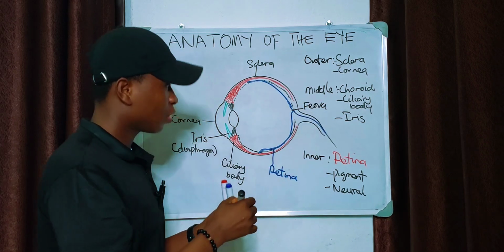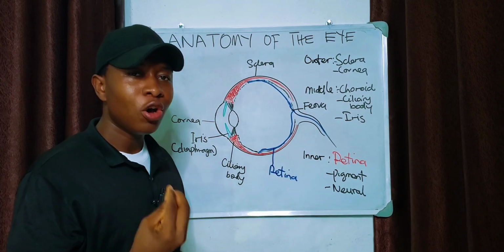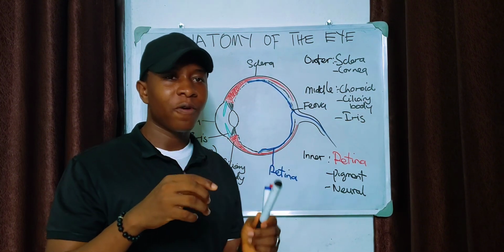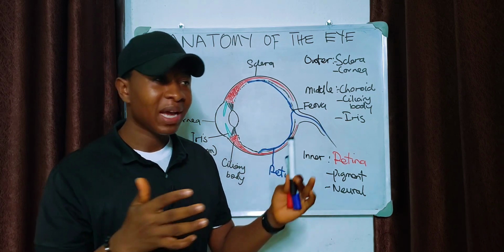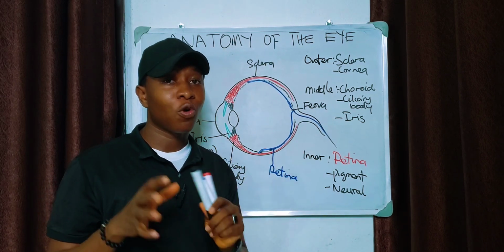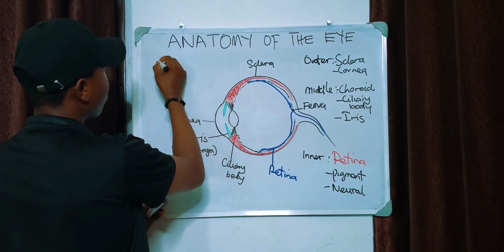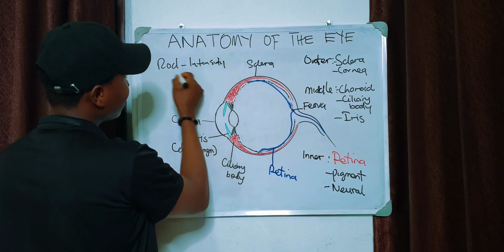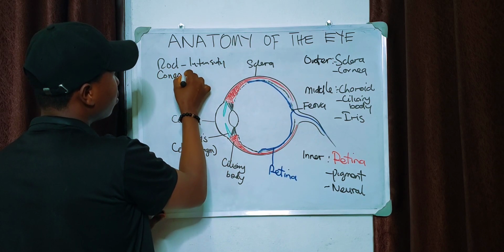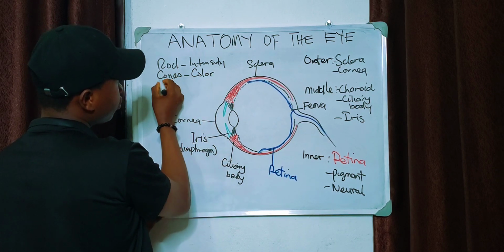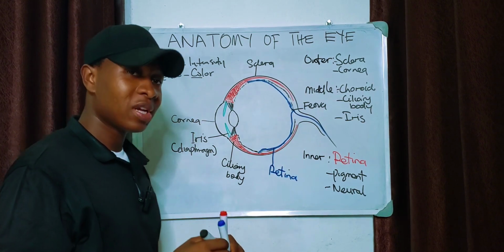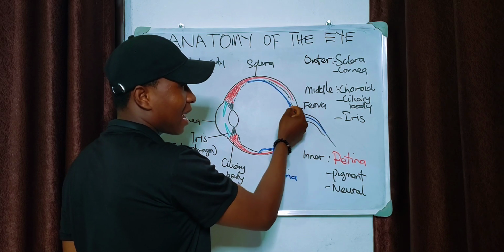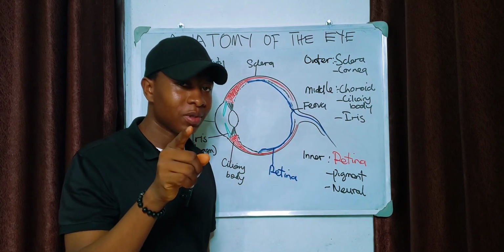Now, this part is very important because this actually contains a lot of the rods and cones, which the rod is actually for light intensity, black and white light, while the cones is for color. So you can just use rod, intensity of light, then cones, colors. So you just use the O in cones to remember that cones are for colors. All right, now we have more of them packed at this particular point.